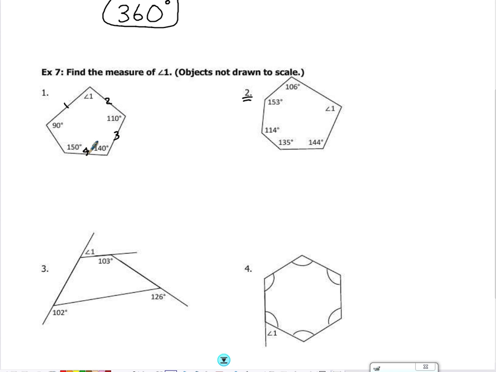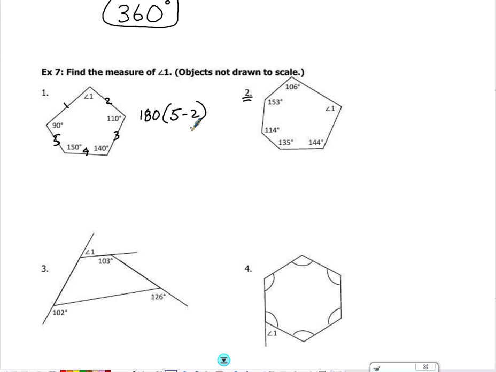the sum of those angles is going to be 180 times the number of sides minus 2. That would be the sum of those angles. So when I multiply 180 times 3, I end up with a sum of 540.